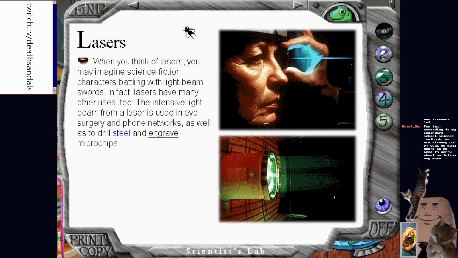Lasers. When you think of lasers, you may imagine science fiction characters battling with light beam swords. In fact, lasers have many other uses too. The intense light beam from a laser is used in eye surgery and phone networks, as well as to drill steel and engrave microchips.